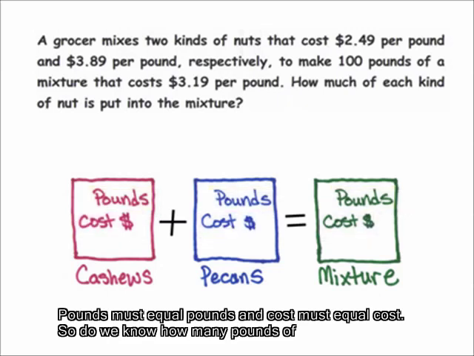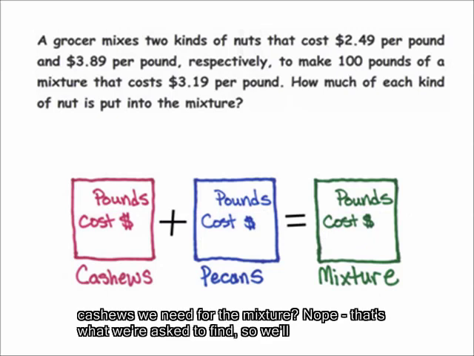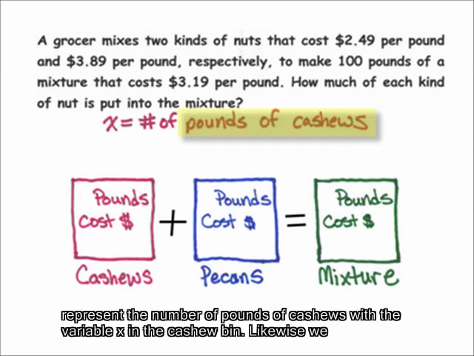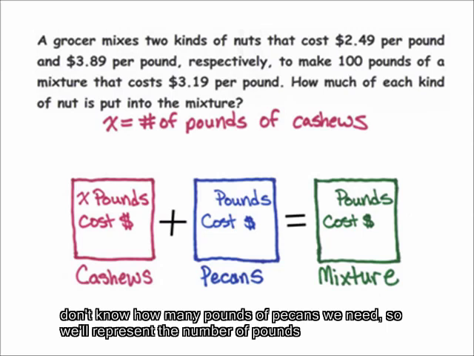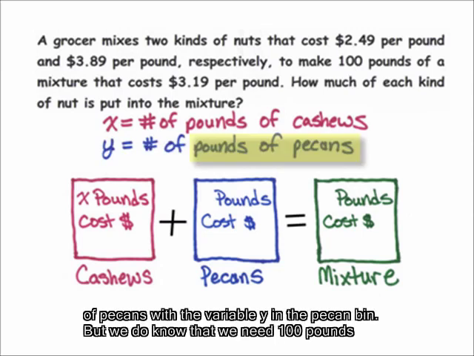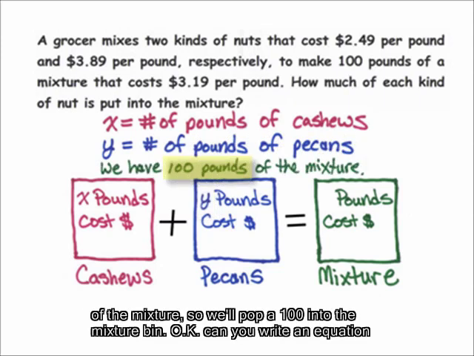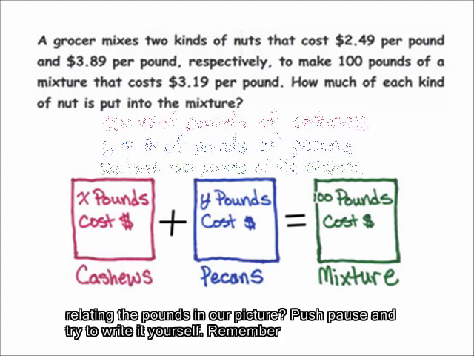So, do we know how many pounds of cashews we need for the mixture? Nope, that's what we're asked to find. So we'll represent the number of pounds of cashews with the variable x in the cashew bin. Likewise, we don't know how many pounds of pecans we need. So we'll represent the number of pecans with the variable y in the pecan bin. But we do know that we need 100 pounds of the mixture, so we'll pop 100 into the mixture bin. Okay, can you write an equation relating the pounds in our picture?